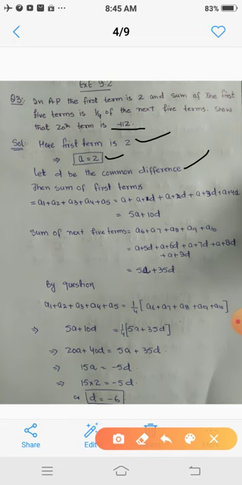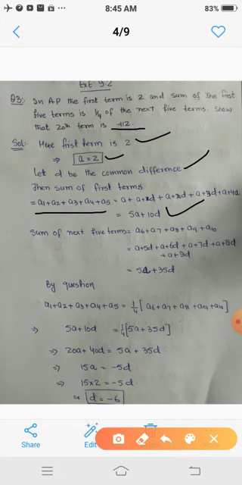Then the sum of the first 5 terms equals A1 plus A2 plus A3 plus A4 plus A5. A is the first term, the second term is A plus D, the third term is A plus 2D, while the fifth term is A plus 4D. After adding these, we get 5A plus 10D. So this is the sum of the first 5 terms.